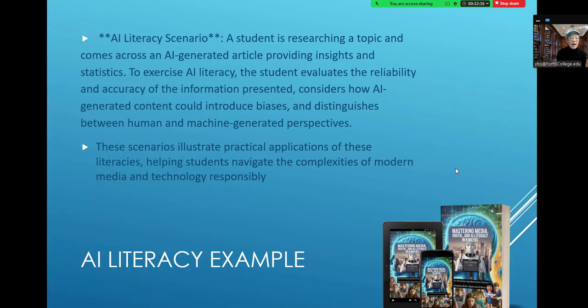Slack. AI literacy. So here's an example of AI literacy. A student is researching a topic and comes across an AI-generated article providing insights and statistics. To exercise AI literacy, the student evaluates the reliability and accuracy of the information presented, considers how AI-generated content could introduce biases, and distinguishes between human and machine-generated perspectives. These scenarios illustrate practical applications of these literacies, helping students navigate the complexities of modern media and technology responsibly.